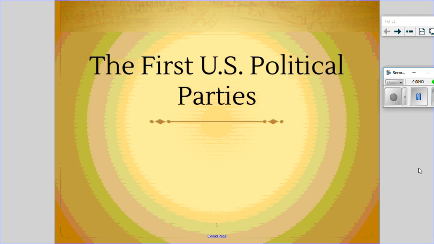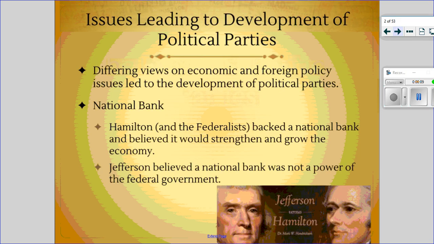This is the SOL 6 lecture, and we start with the first political parties. So let's take a look. There were some issues following the constitutional period that led to the formation of the first political parties. Remember, a political party is a group of people with differing views on how to manage different aspects of our society. What led to the development of the first political parties are differing views on economic policy, which are policies about how to manage the economy, and differing views on foreign policy, so how to deal with foreign countries, namely Britain and France in this case.